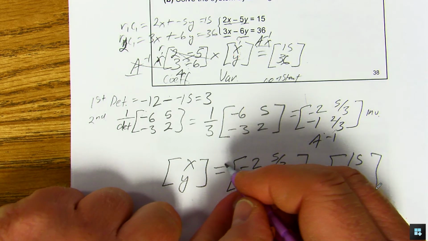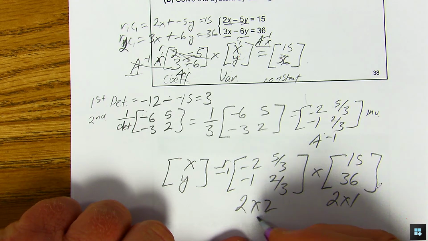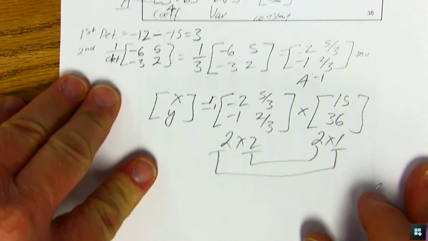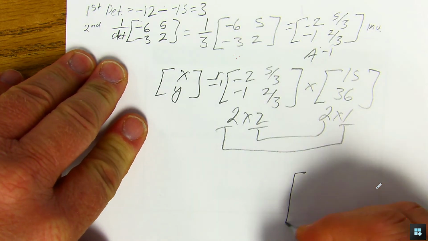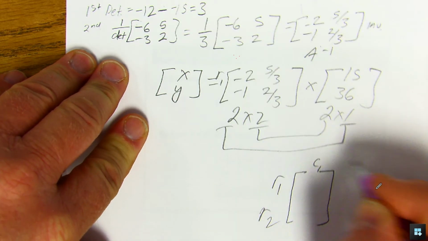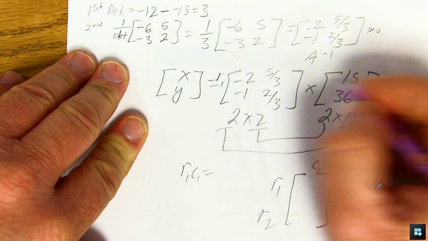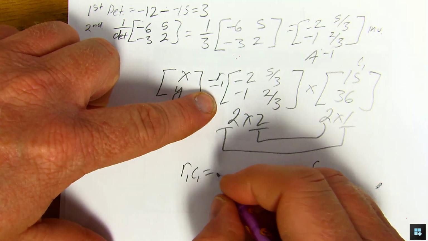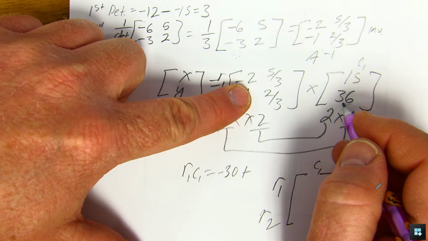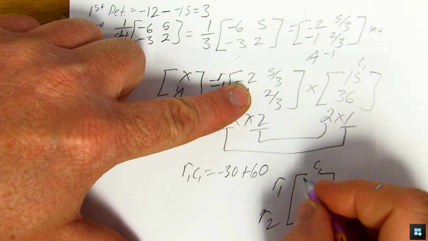So again, this is a 2 by 2. This is a 2 by 1. They can multiply. Our new resulting matrix will be a 2 by 1, so we'll have 2 rows, 1 column. To get row 1, column 1, I take row 1 times column 1: negative 2 times 15, negative 30, plus 5/3 times 36. Well, 3 goes into 36, 12. 5 times 12 is 60. Negative 30 plus 60 is 30.